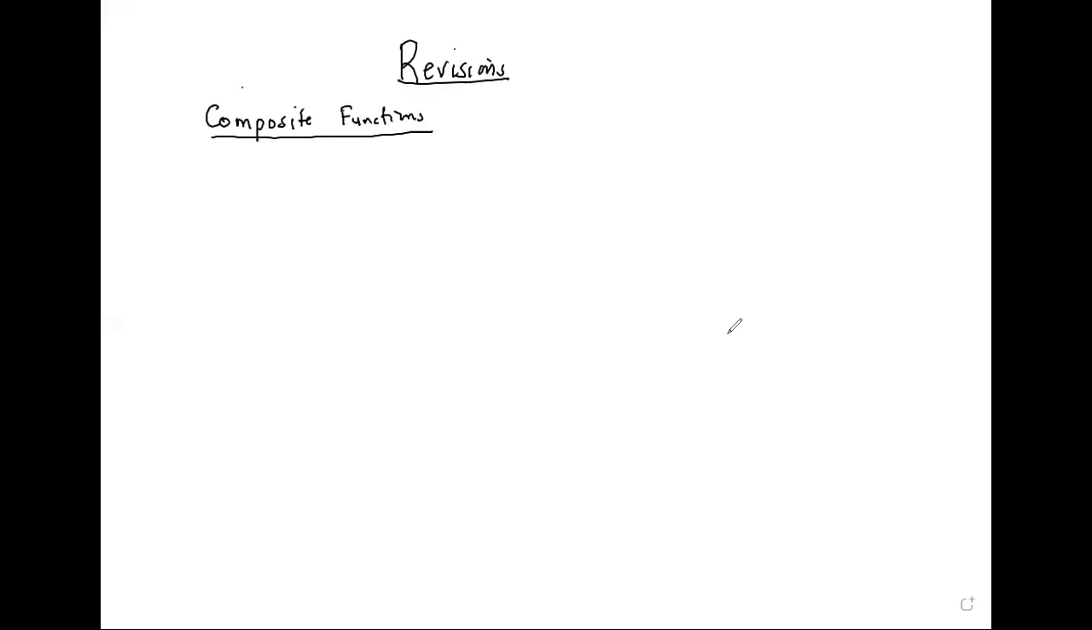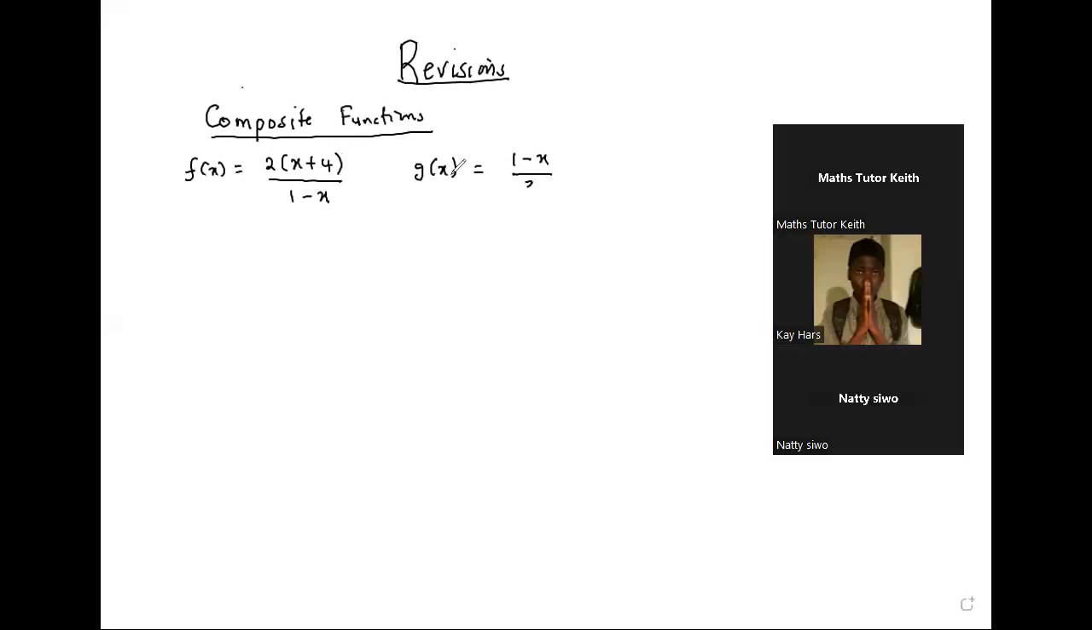So go straight to the examples. So I have f of x is equal to (2x + 4) over (1 minus x), and g of x is equal to (1 minus x) over 3x.